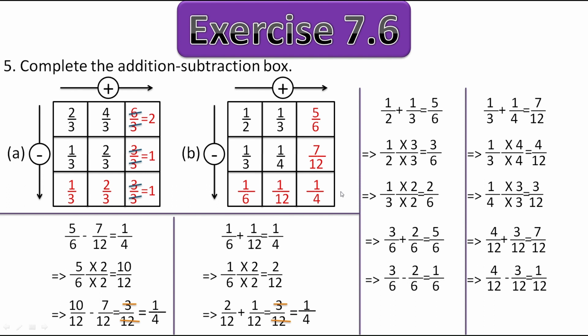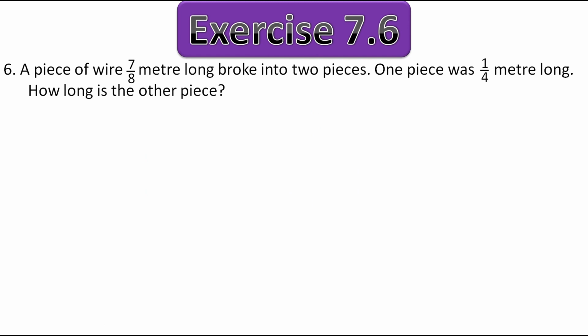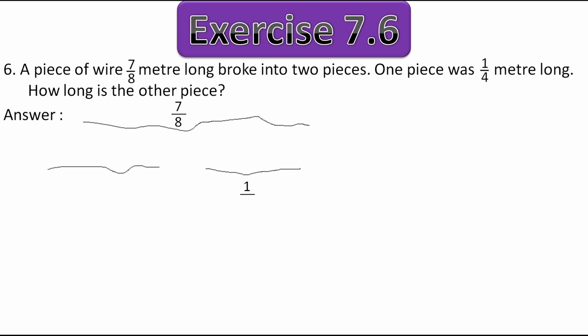Now let's move to the next question, that is the 6th one. A piece of wire 7 upon 8 meter long broke into two pieces. One piece was 1 upon 4 meter long. How long is the other piece? Here we have a wire with length 7 upon 8 and it broke into two pieces. The first piece has length 1 upon 4 and the second piece we have to find.